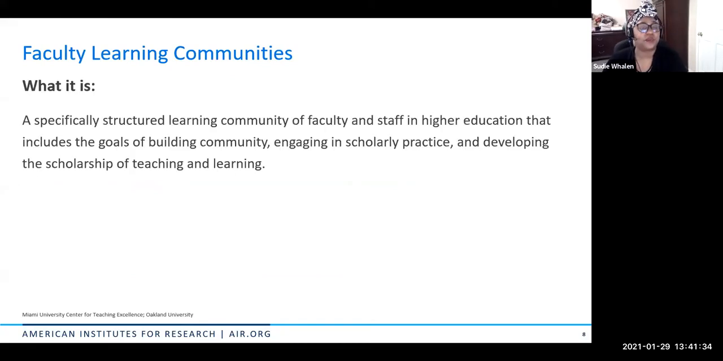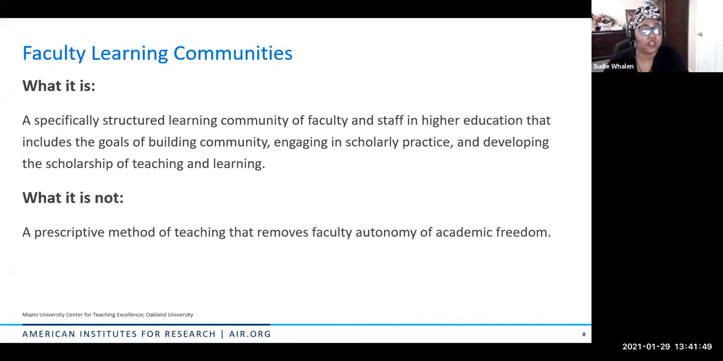So let's get a little further into what faculty communities are and what they are not. A faculty learning community is a specifically structured learning community of faculty and staff in higher education that includes the goal of building community, engaging in scholarly practice, and developing the scholarship of teaching and learning. That's what faculty learning communities are. What they are not is a prescriptive method of teaching that removes faculty autonomy and academic freedom. The goal is not to take away your ability to choose. The goal is not to take away your knowledge and your expertise.